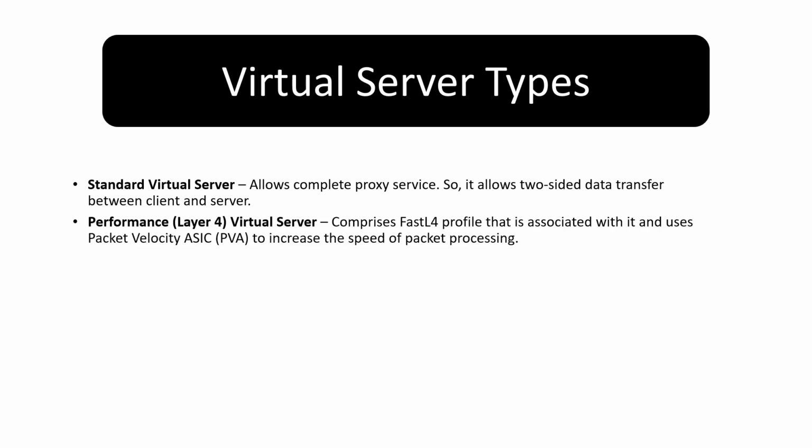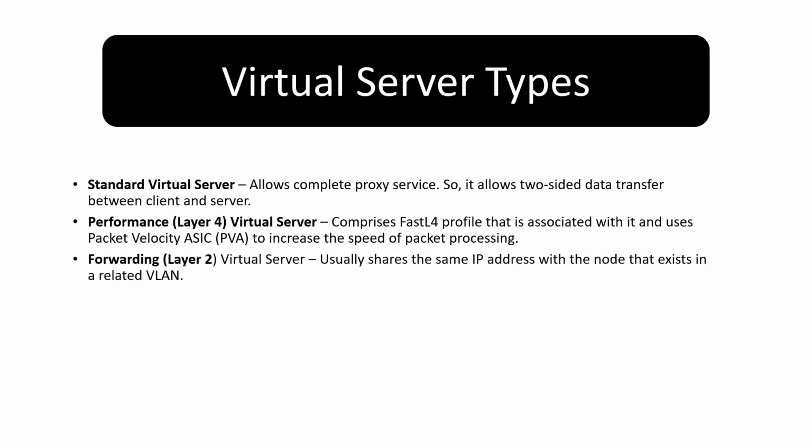Then the next virtual server type is the performance layer 4 virtual server. Now this virtual server comprises a fast L4 profile and uses the packet velocity ASIC, the application specific integrated circuit. So it uses that to increase the speed of packet processing. We use this type of virtual server when there is going to be a process that requires very little to non L4 to L7 processes. So the BIG-IP system can make a port translation in addition to a source and target IP address translation. Since the available L7 information is at the minimum, load balancing decisions are also limited in scope.